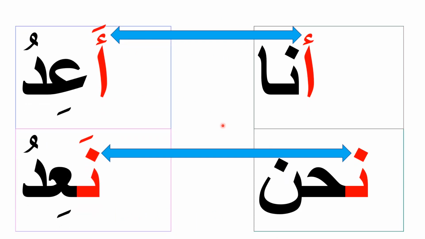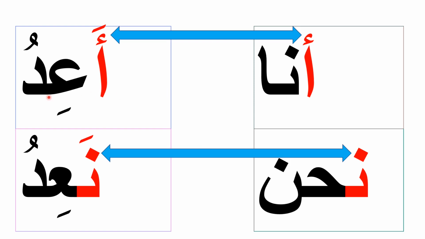Now we are going to conjugate the verb وعد. We will begin with the first person, meaning when you are talking about yourself. أنا أعد. I promise. نحن نعد. We promise. The present tense carries a prefix at its beginning all the time.